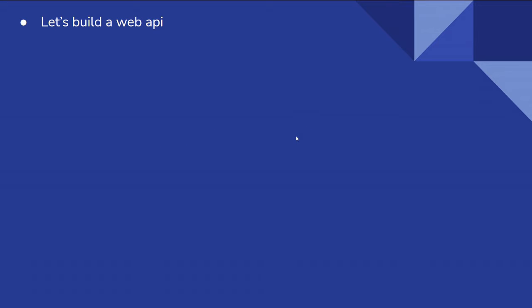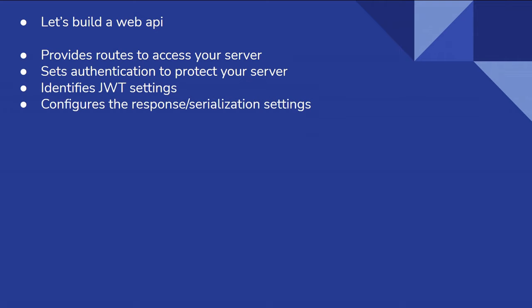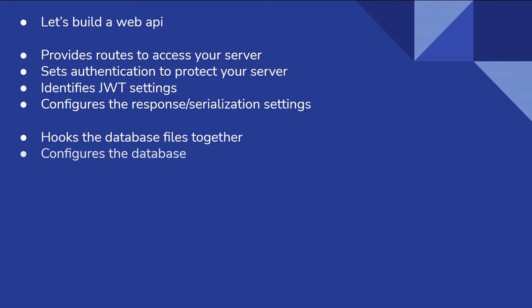So next up, we're going to build our web API. And the web API provides route access to your server data. It sets up your authentication. Since we're using JWT, we're going to provide the JWT settings to access each server's endpoint. We're going to configure the response and serialization settings on the web API. We're going to hook all of the database files together. We're also going to configure the database, and we will be starting the database through the web API.